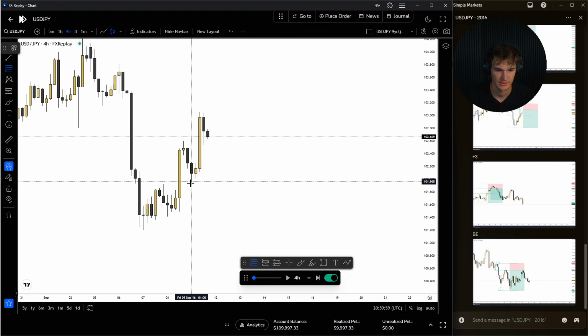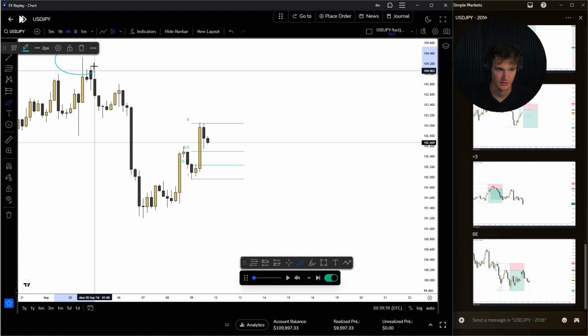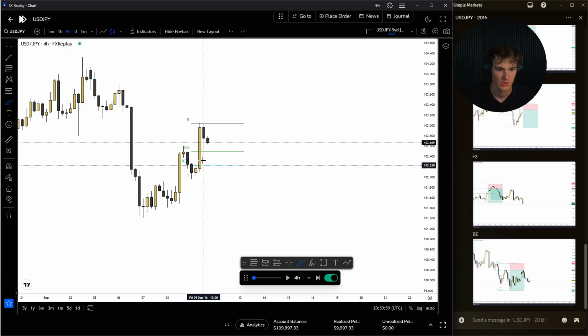This is a valid trade over there. Once again, multiple ways of looking at it. You can look at it from here to here. Or if you're more aggressive, look at a more recent structure like that. That's what I like to do personally.